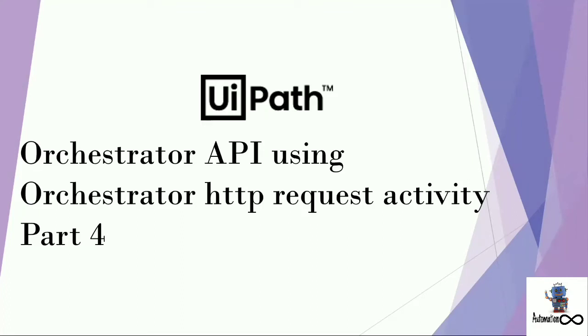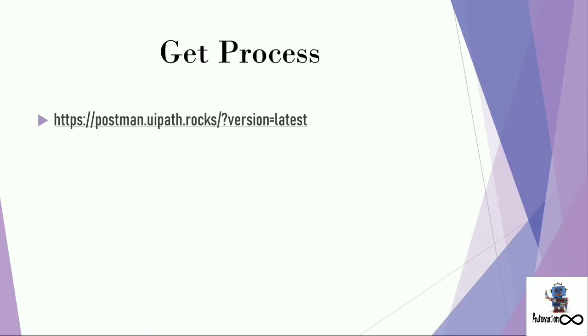Hello, and welcome to the series of Orchestrator API using Orchestrator HTTP request activity. In the last video, we've seen how we can get the folder data from our orchestrator using Orchestrator HTTP request activity. And in this video, we're going to see how we can get the process data, such as process name and process version, from our orchestrator using Orchestrator HTTP request activity.